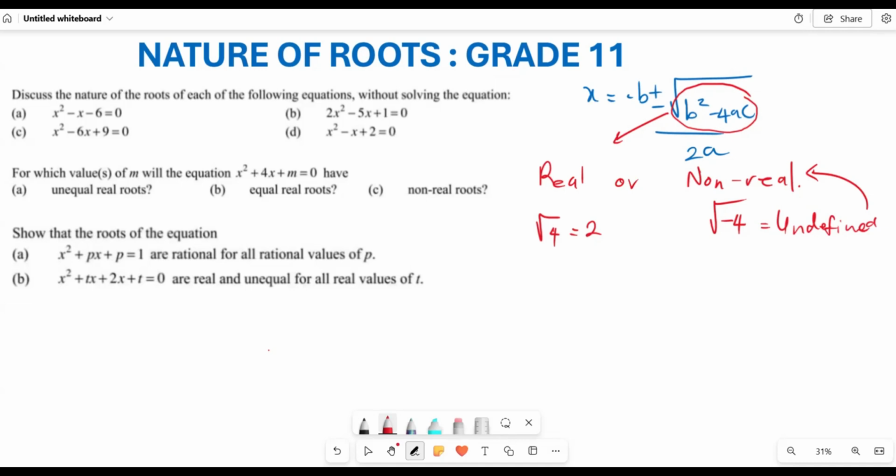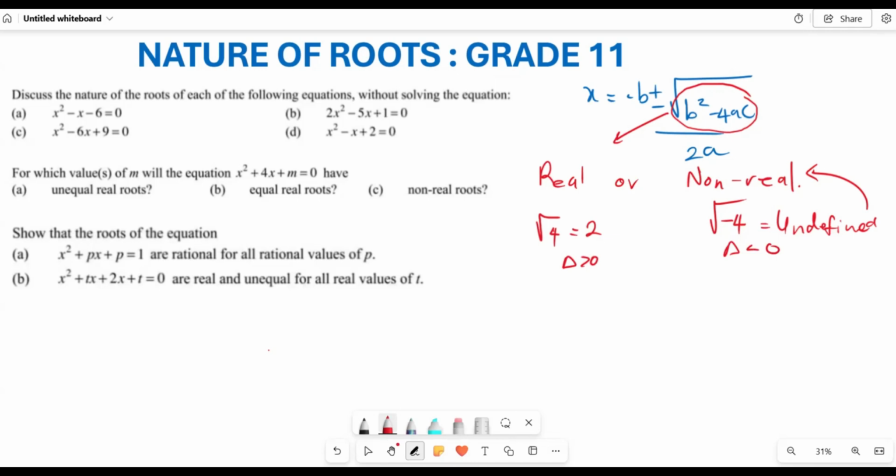Are you fine? So which means the root of any number that is greater than 0 is going to be real. Where your delta is greater than 0, it's going to be real. And where your delta is less than 0, this is going to be non-real.